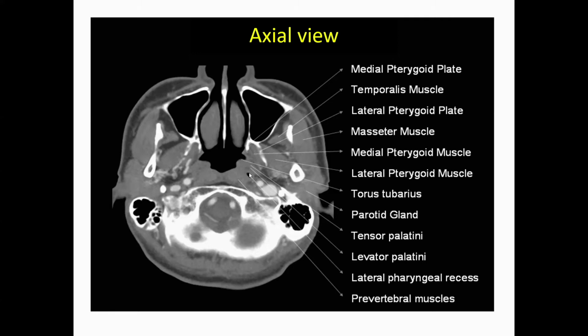Then you have the lateral pharyngeal recess, the prevertebral muscles. You have the carotid sheath here. You have the styloid process, the parapharyngeal space, pterygoid. This is the nasal cavity.